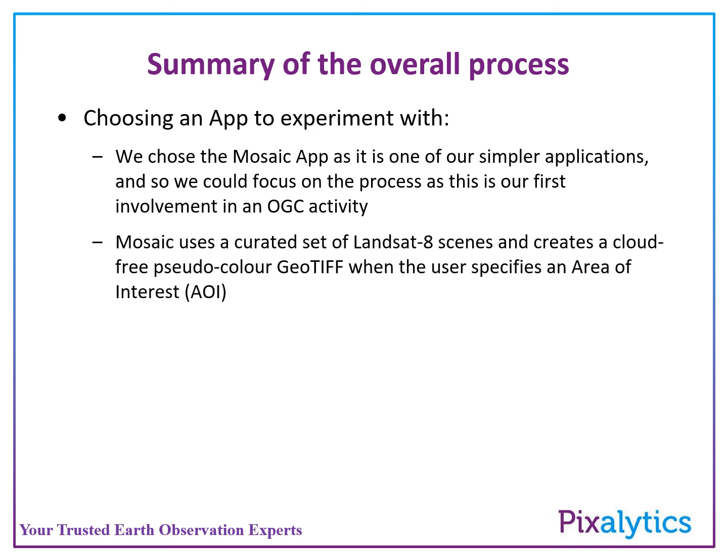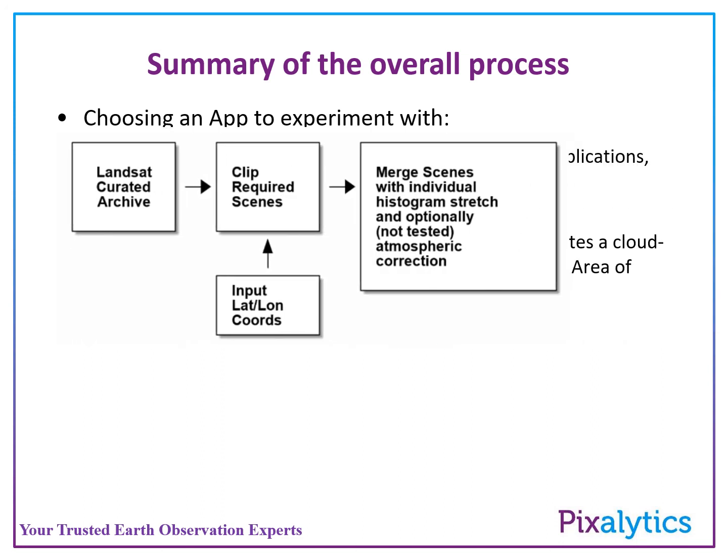Mosaic uses a curated set of Landsat 8 scenes and creates a cloud-free pseudo-color GeoTIFF that is used in many applications that are much more complicated than this, where a colored backdrop image is needed. The way it works is the user specifies their area of interest. So you have the created archive of the Landsat 8 data, you have the user giving your input latitude and longitude coordinates, you clip all the Landsat 8 scenes that are in that area of interest, and then the final step is you merge those scenes with individual histogram stretching so that they are joined seamlessly together and look like a single image. We also have the option of applying an atmospheric correction, but that was not tested in the pilot.